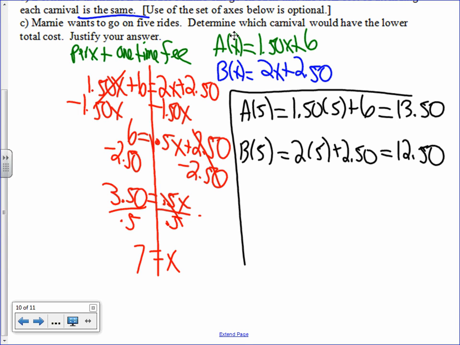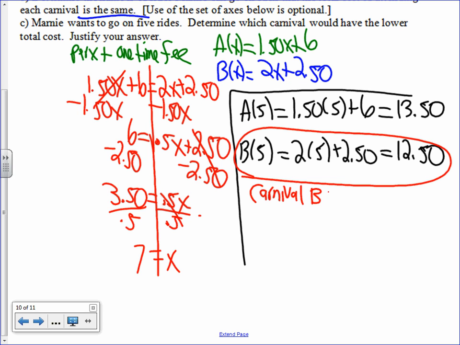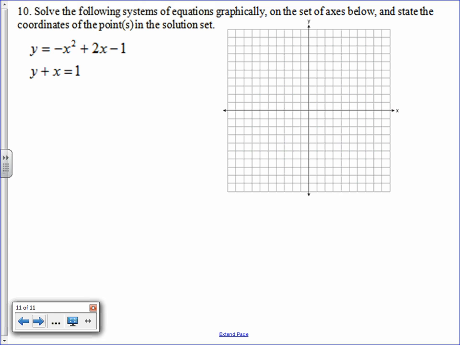So which one would be better? Carnival B. And once again, to get these values, you could have just typed them into your calculator. Finally, these questions should be very familiar to you. The first step is to get y by itself. I subtract x from both sides, and I get negative x plus 1. In this one, y is already by itself. So, I type them into the calculator.